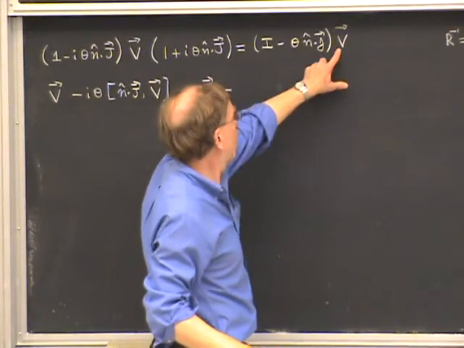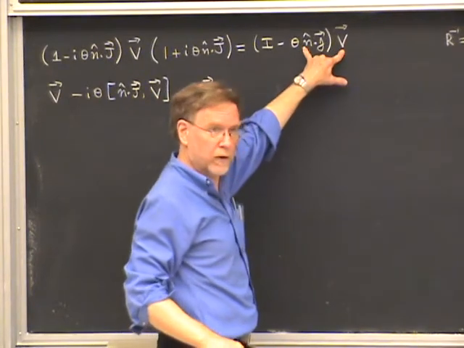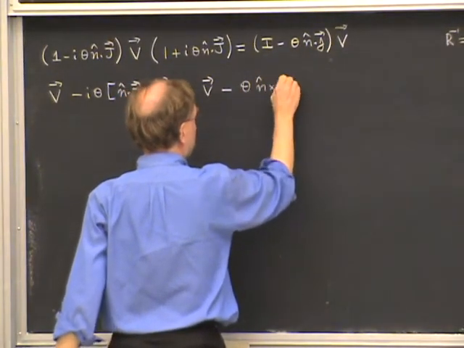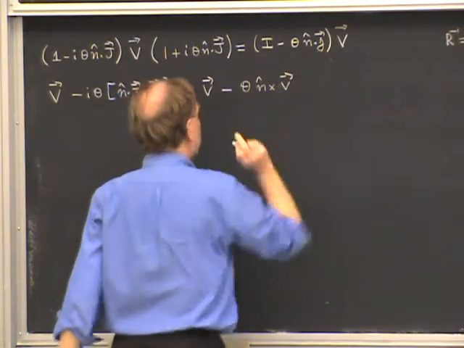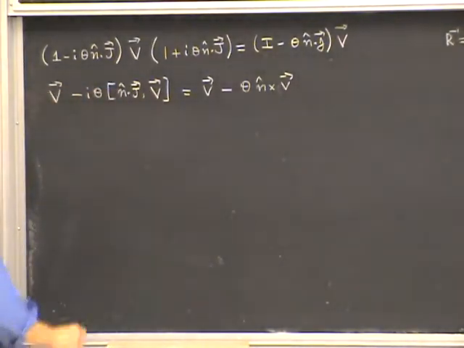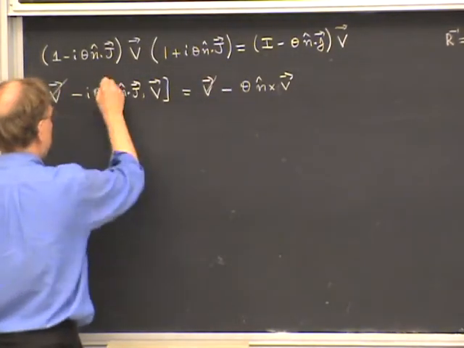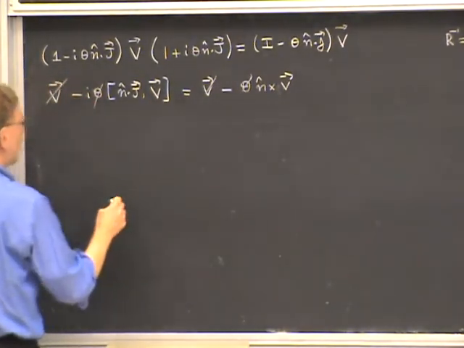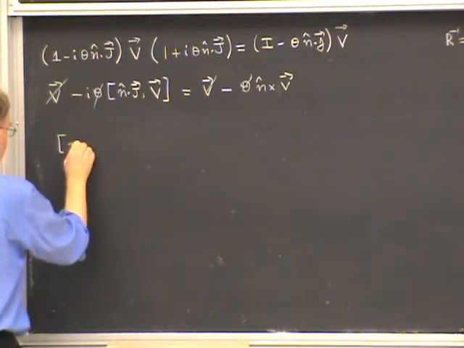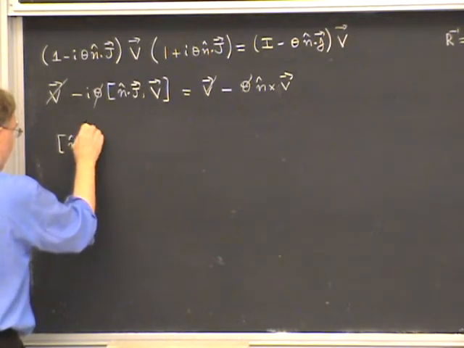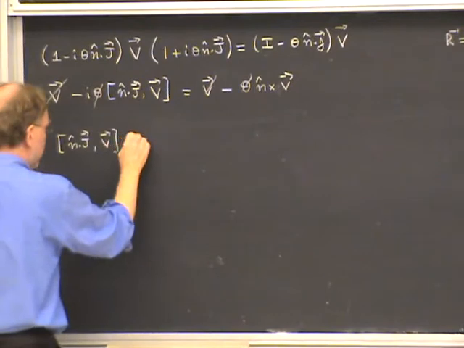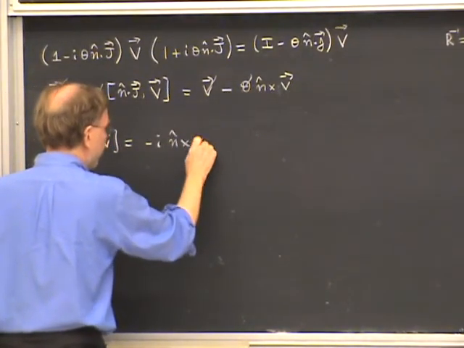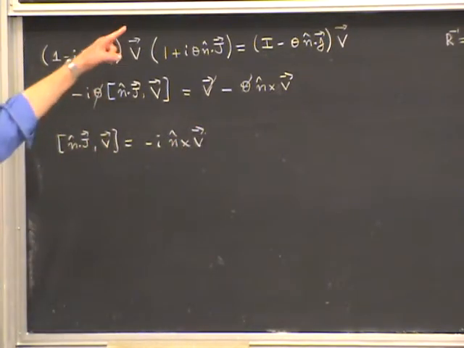But n hat dot J multiplying onto V is the same thing as n hat cross V. It's a cross product. So this becomes minus theta times n hat crossed into V. This is using the properties of the script J matrices. But again, the leading term cancels, and you can see the theta cancels as well. And I can bring the minus i over to the other side if I multiply both sides by i. And so we get n hat dotted into J, commutated with vector V, is equal to minus i times n hat cross V, if V is a vector operator by that definition.